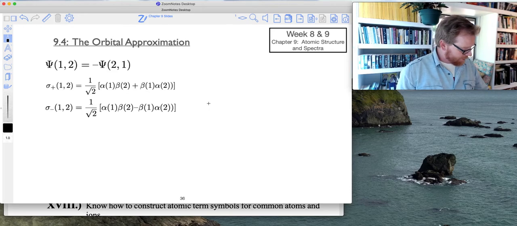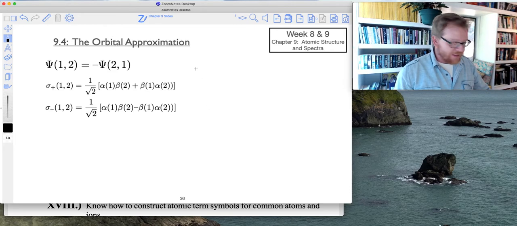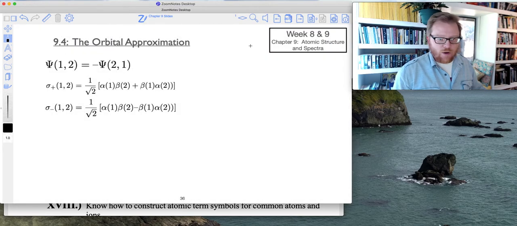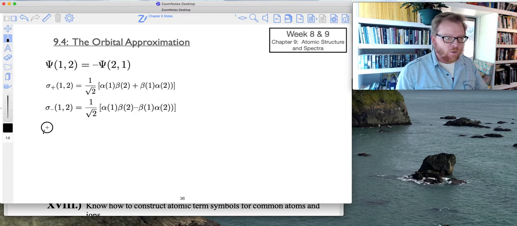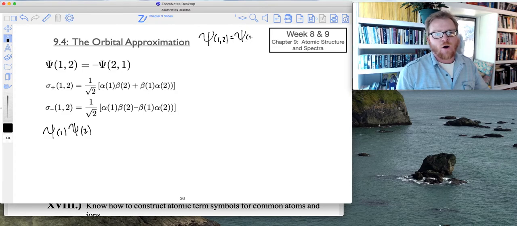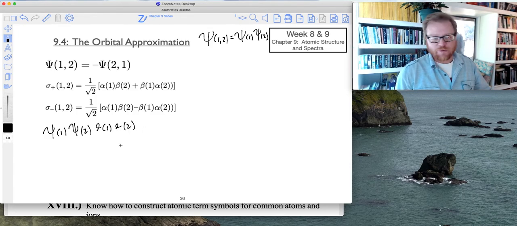So I get a possibility that's going to go psi 1, psi 2, and I'll just remind you that psi(1,2), we can do separation of variables and call that psi 1 times psi 2. And then, of course, if both of those are spin up, we would tack on that additional spin wave function.